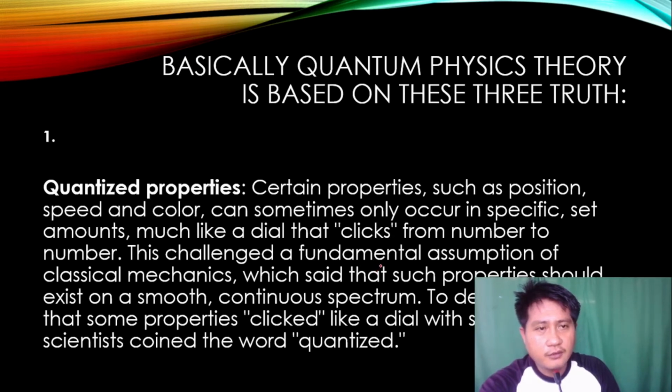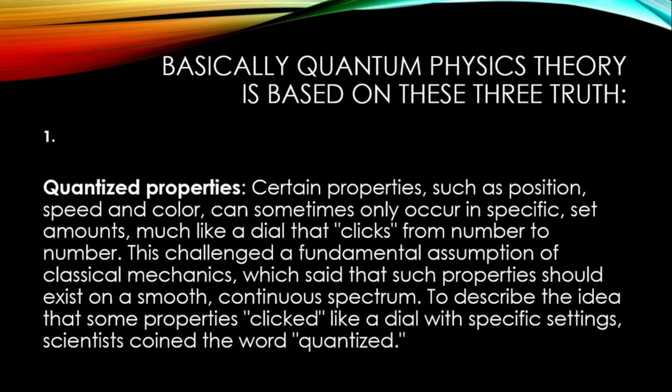So basically, quantum physics theory is based on these three truths. The first is quantized properties. Certain properties such as position, speed, and color can sometimes only occur in specific state amounts, much like a dial that clicks from number to number. This challenges a fundamental assumption of classical mechanics, which says that such properties should exist on a smooth, continuous spectrum.